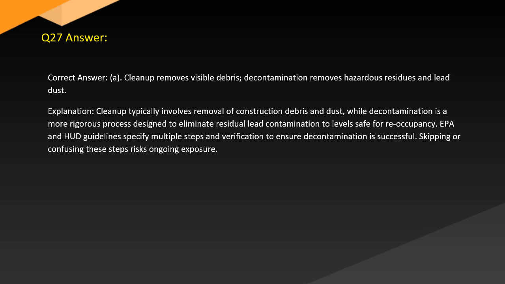Answer. Correct answer: A. Cleanup removes visible debris. Decontamination removes hazardous residues and lead dust. Explanation. Cleanup typically involves removal of construction debris and dust, while decontamination is a more rigorous process designed to eliminate residual lead contamination to levels safe for reoccupancy. EPA and HUD guidelines specify multiple steps and verification to ensure decontamination is successful. Skipping or confusing these steps risks ongoing exposure.